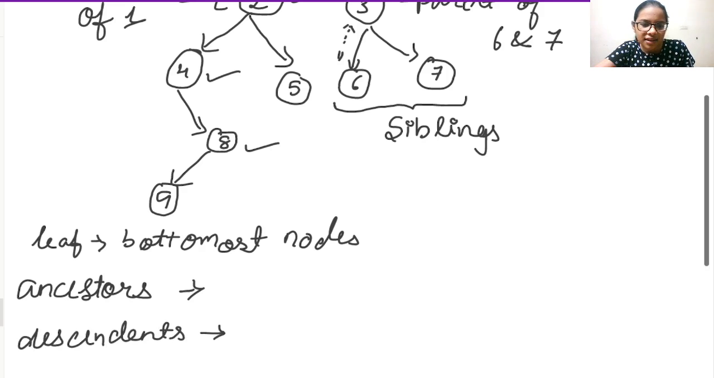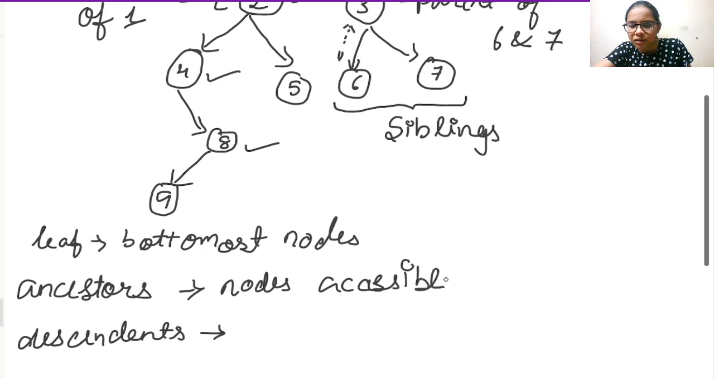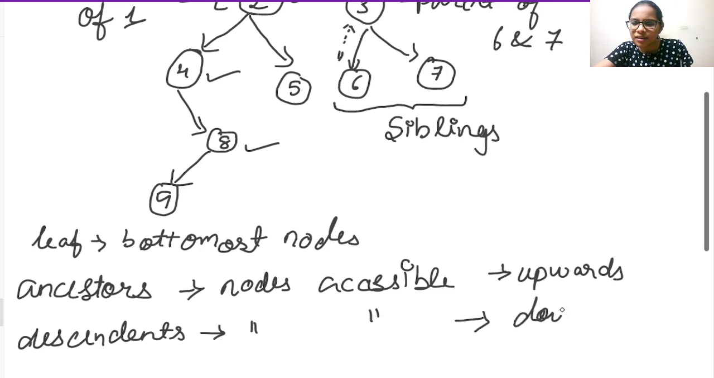Ancestors as well as descendants. Ancestors are the nodes that are accessible by traversing upwards from a node, and descendants are nodes that are accessible by traversing downwards. So this was about nodes.